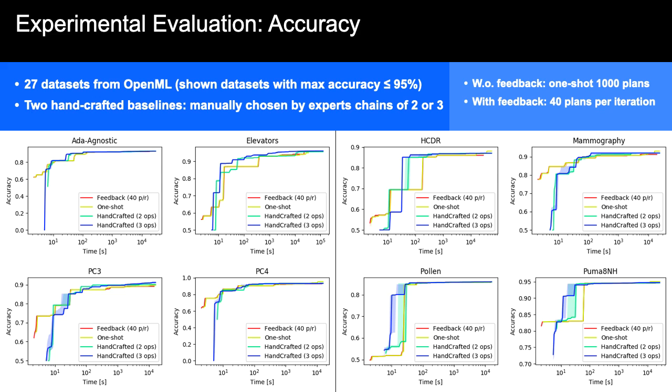Focusing now on one-shot, in 5 of 8 datasets, one-shot achieves the highest final accuracy among the tested approaches. There is only one case where the handcrafted tree-ops eventually achieves a better accuracy, and 2 datasets where the final accuracy is eventually the same.